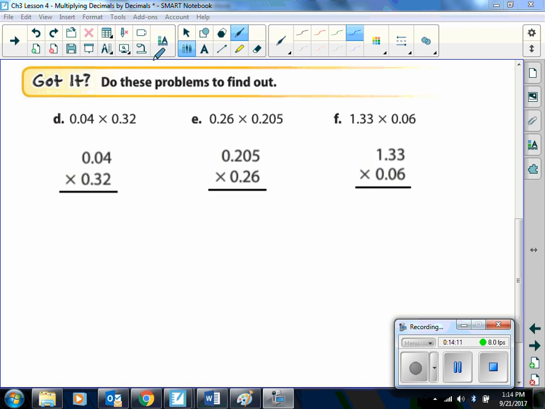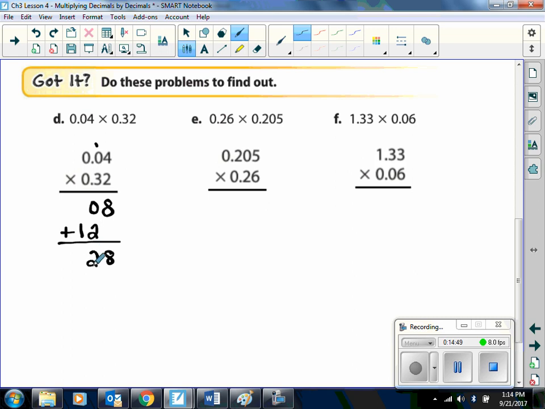All right, so for the got it problems, we have 0.04 times 0.32. So that's 4 hundredths times 32 hundredths. So once again, we multiply like normal. So 4 times 2, 8. 2 times 0, 0. Oh, I don't even need to do that one, right? Oh, yeah. And then we have 4 times 3, 12. So we're going to scooch over 12. Carry the 1. 3 times 0, 0 plus 1 is 1. And then we're going to add.